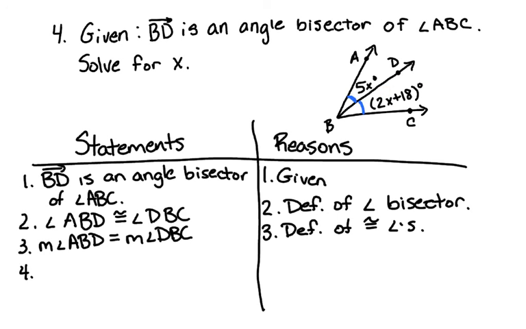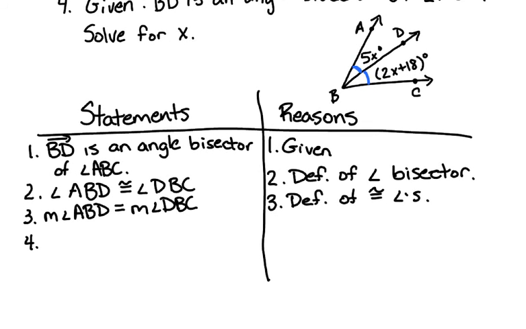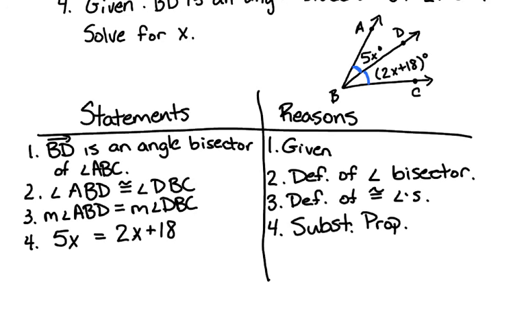Okay, because we're wanting to solve for x, let's get to solving for x. So substitute in 5x, and that's equal to 2x plus 18. That's the substitution property. And then now let's solve for x. So what I'm going to do is subtract 2x from both sides, and I get 3x is equal to 18. So that was the subtraction property.